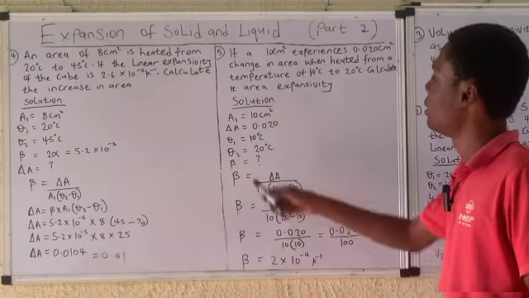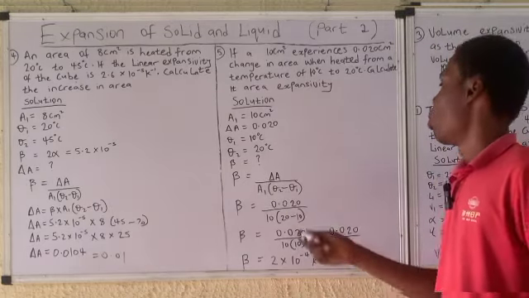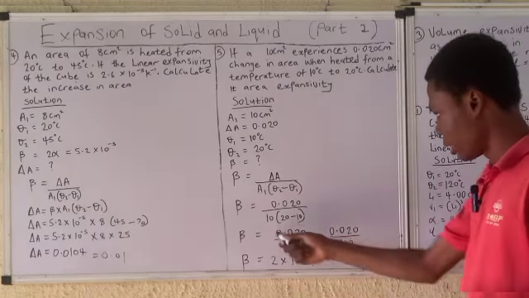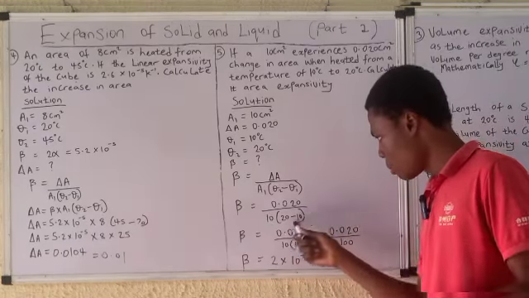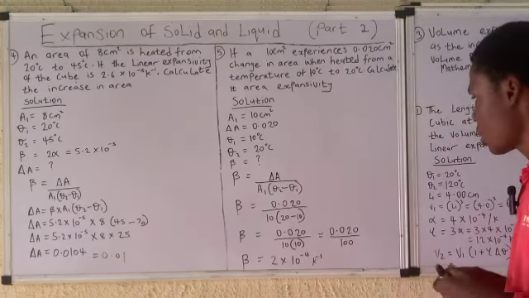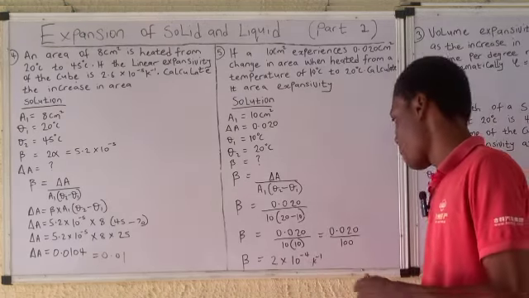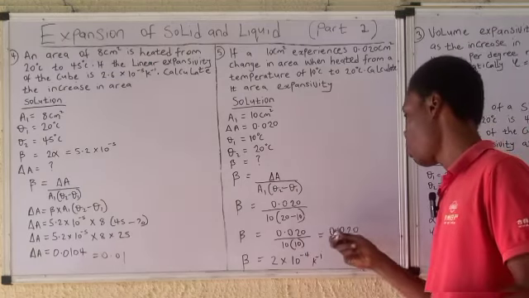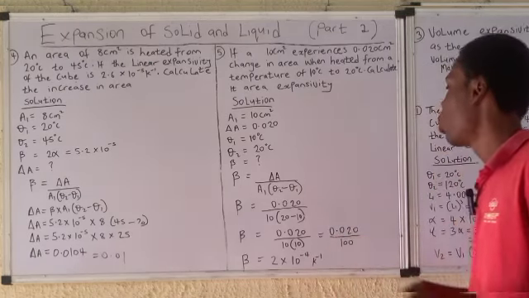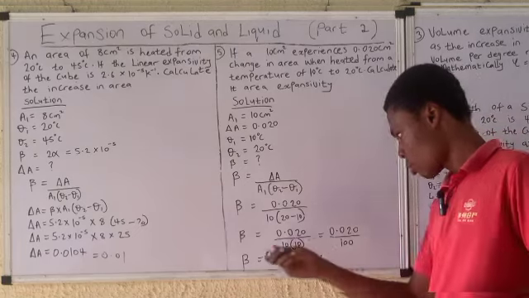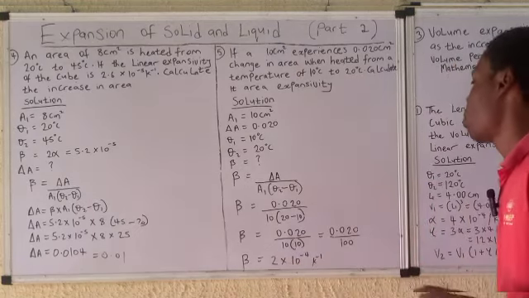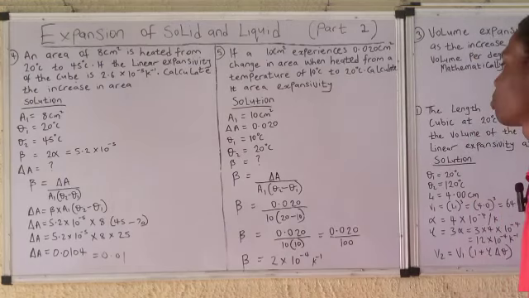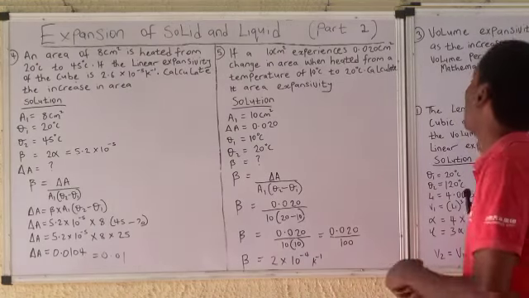Then our theta 1 is 10 degrees Celsius, which we have here. So we solve 0.020, we bring it down. Then this 10, we bring it down. 20 minus 10 is 10. So equal to 0.020, which we have here. 10 times 10 is 100. So 0.020 divided by 100 is 2 times 10 raised to power minus 4 per Kelvin. So that is the answer for this question.